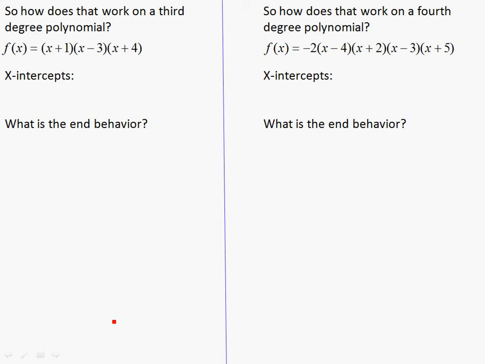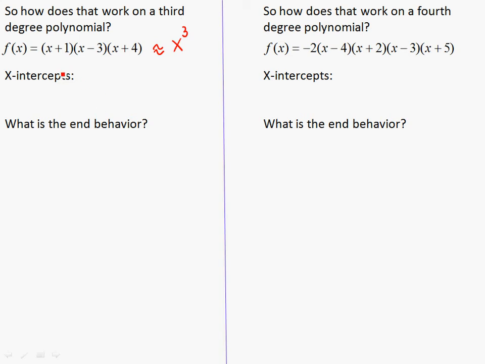So here's a third degree polynomial. How do I know it's a third degree polynomial? Because of 3 x's. Yeah, there are 3 x's. So this is my symbol for x like. This acts like an x cubed. That's a third degree polynomial.